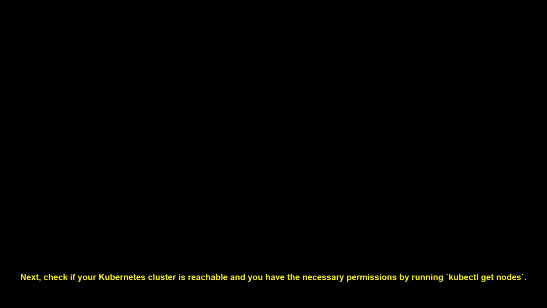Next, check if your Kubernetes cluster is reachable and you have the necessary permissions by running kubectl get nodes. If you see a list of nodes, then your authentication is successful. In case of authentication errors, verify the user credentials specified in your kubeconfig.